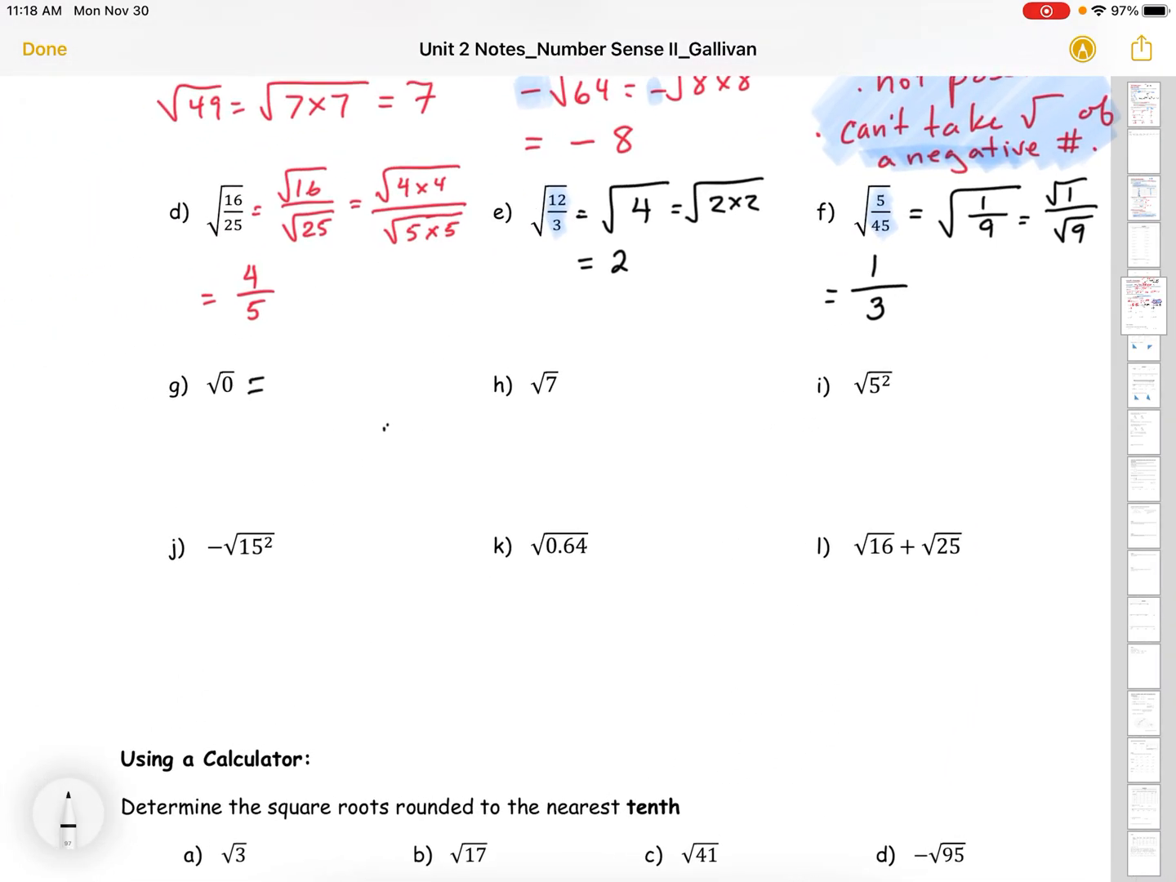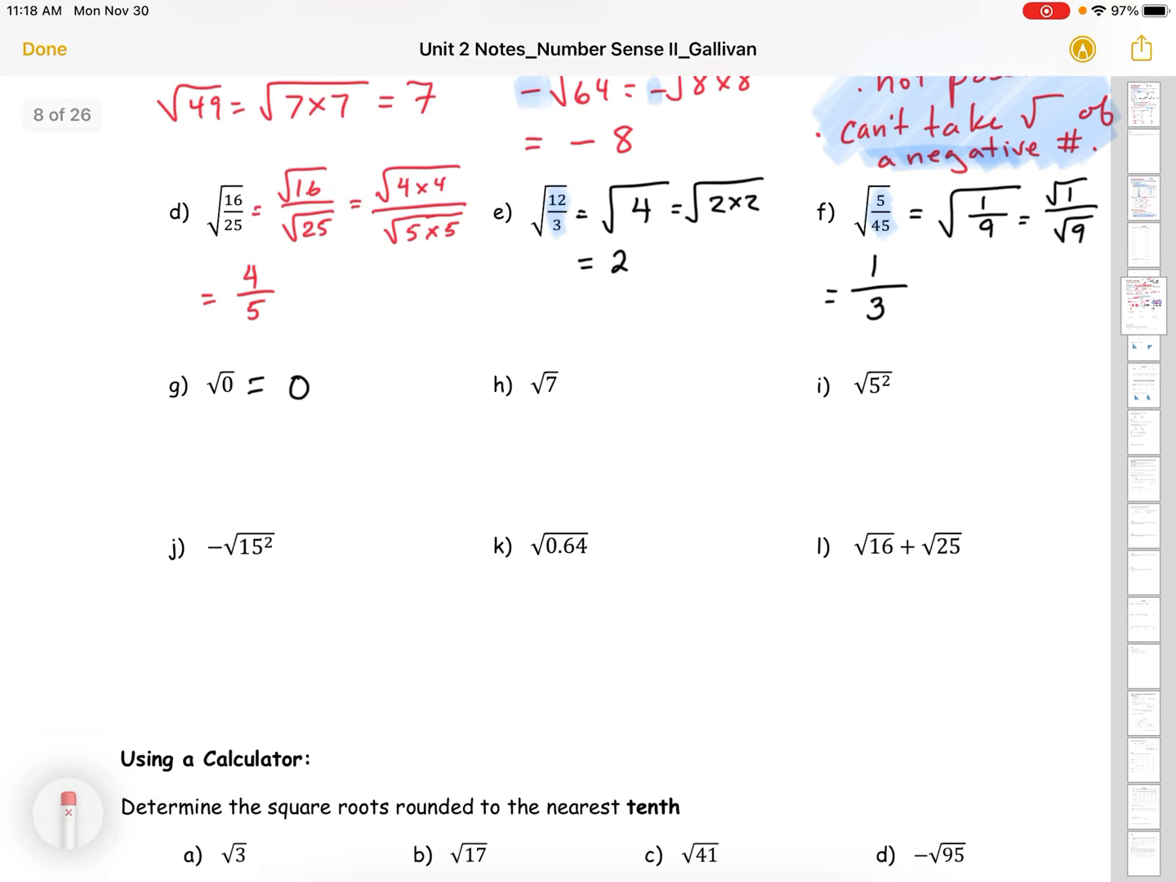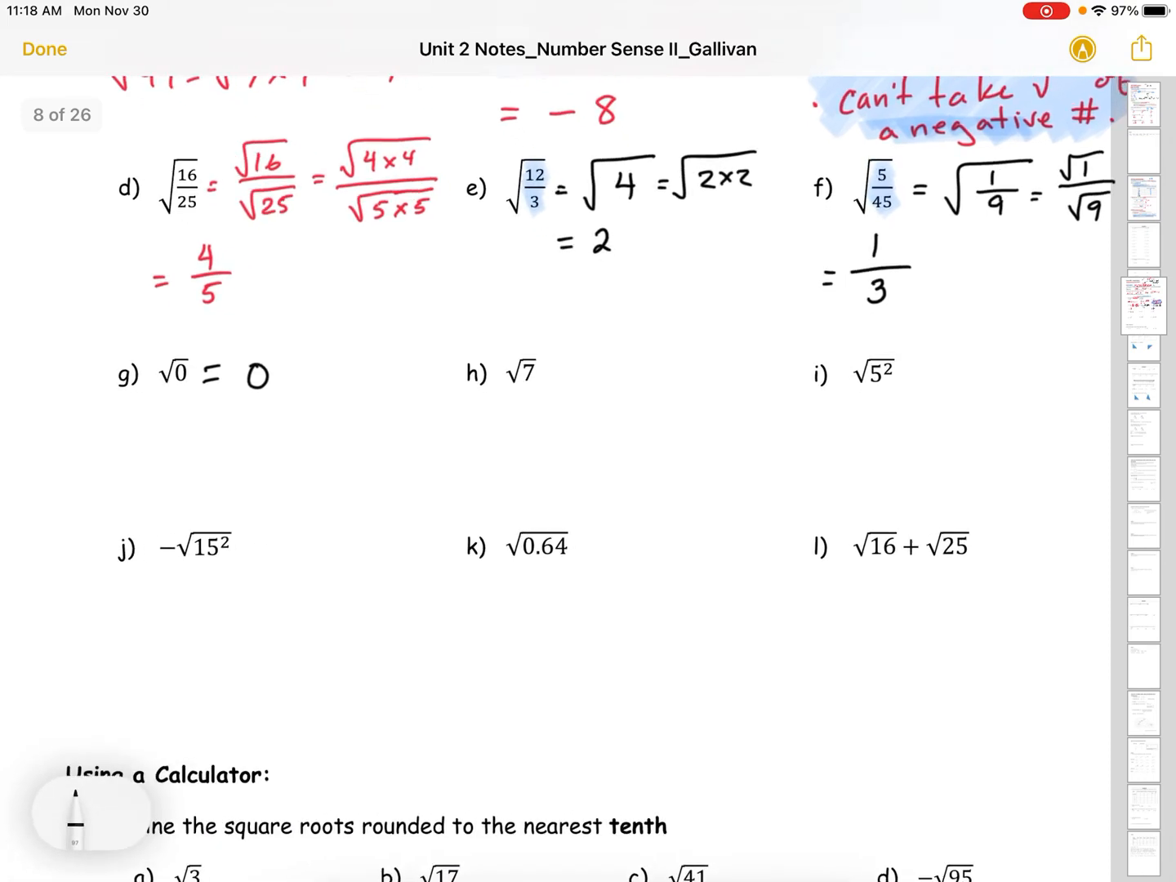Okay, square root of 0 is 0. 0 times 0 equals 0, right? So that's what we would get there.